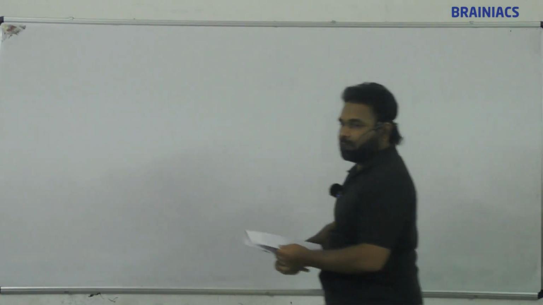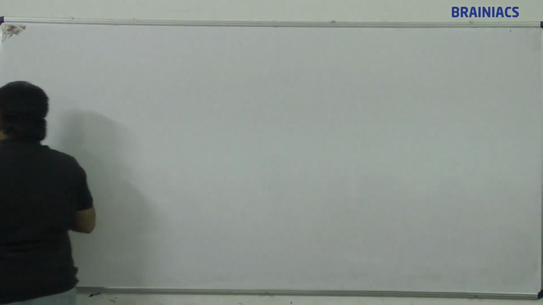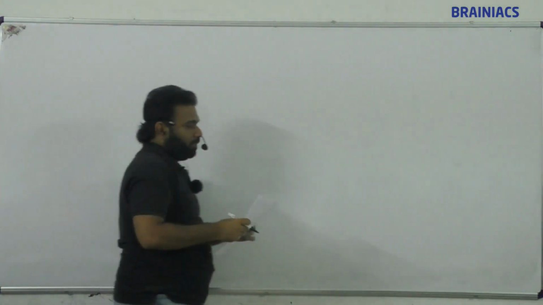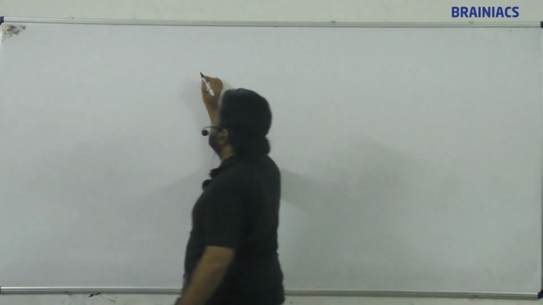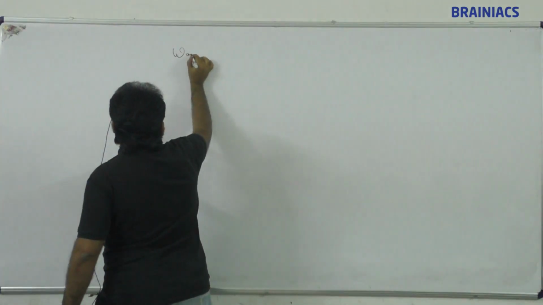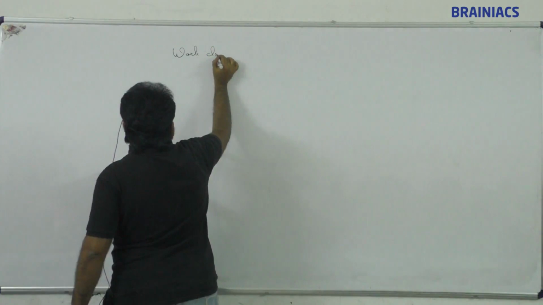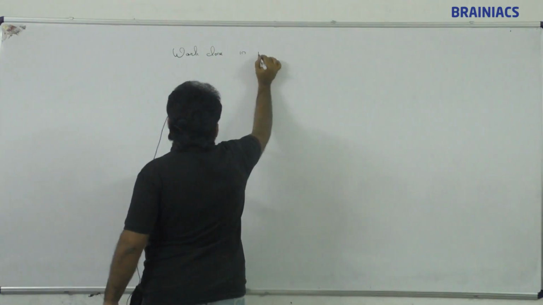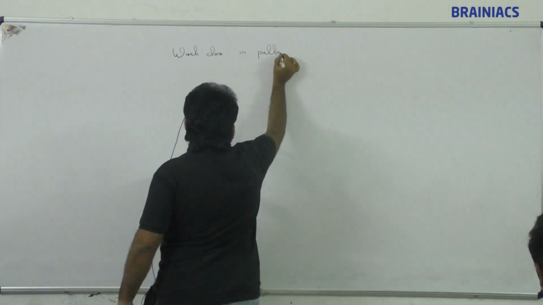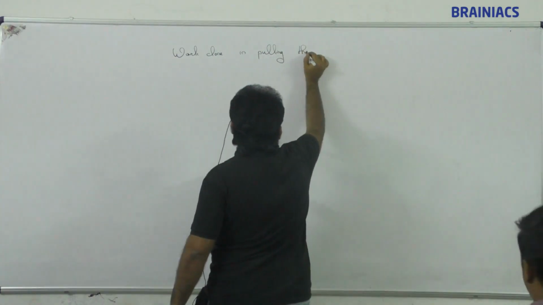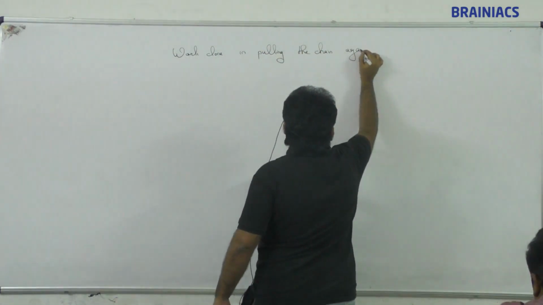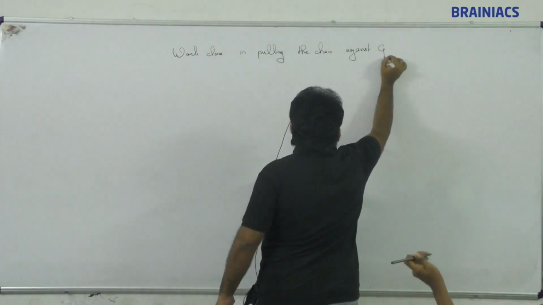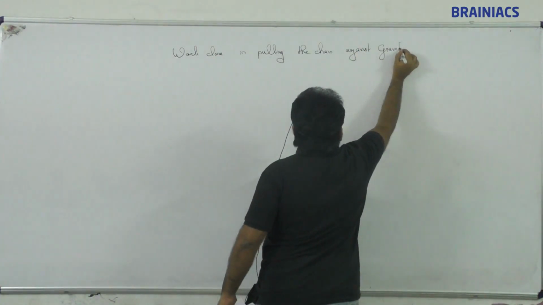Okay, table and chain. So you can write this heading: work done in pulling the chain against gravity.